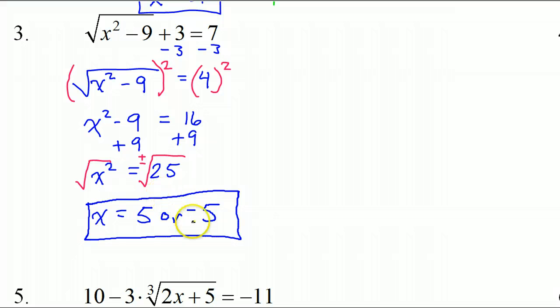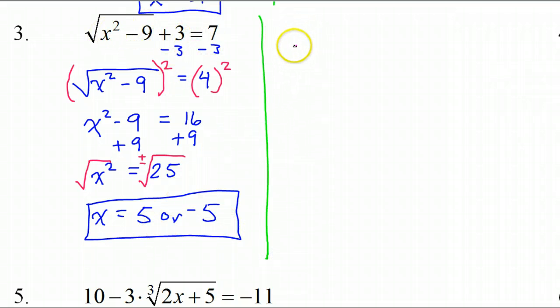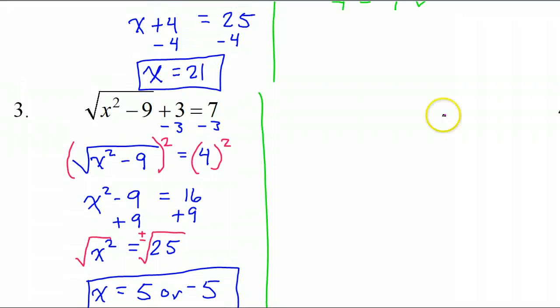Okay, so now all we have to do is check our answer. Please remember, this is not optional. You must check your answer. All right, so we can check our answer by substituting these values back into the equation. And we need to check them both separately. Let me just label this as check.